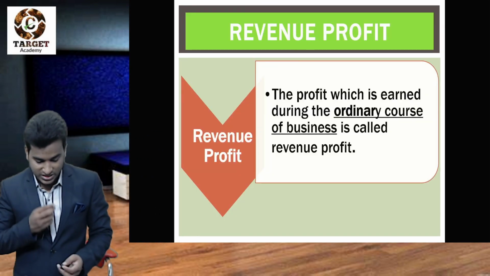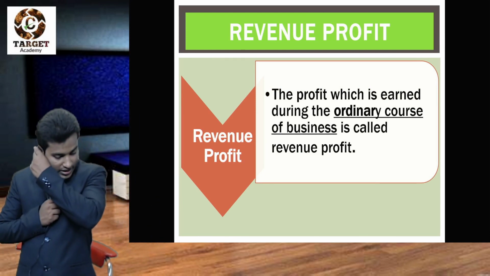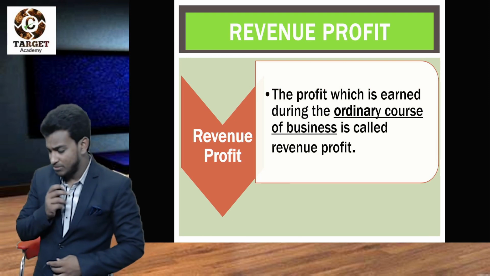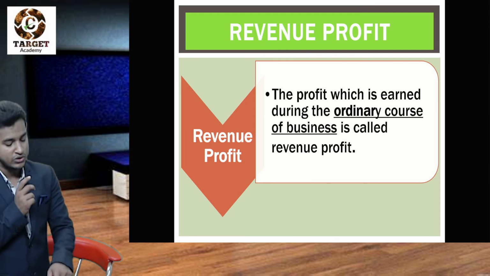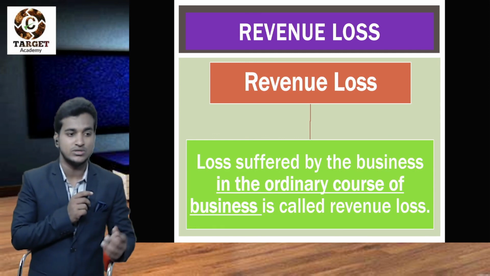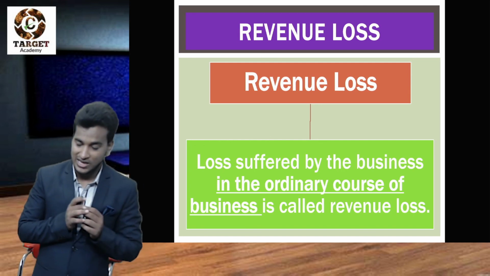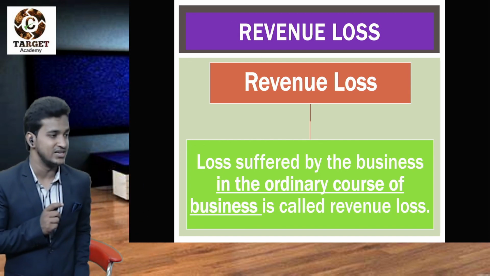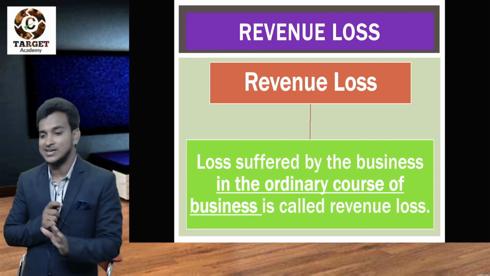So, what is meant by revenue profit? Revenue profit means profit in the ordinary course of business. That means while selling the goods, if any profit we earned, that is called revenue profit. Okay, what is meant by revenue loss? Loss suffered in the course of ordinary activity. That means while selling the goods, that is revenue loss. While selling the goods in the normal course of business, if profit earned, that is revenue profit. If loss occurred, that is revenue loss.